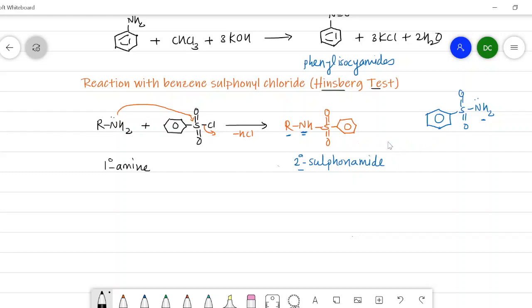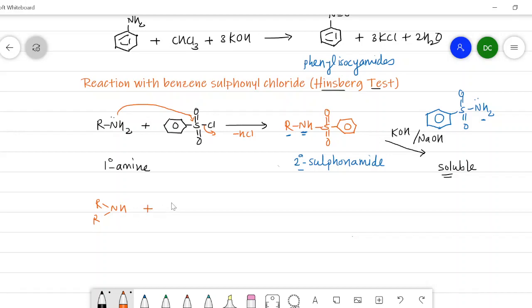Now, when this secondary sulfonamide is treated with KOH or NaOH, that is alkali, this secondary sulfonamide is going to be soluble in KOH or NaOH. So I will write here: secondary sulfonamide is soluble in the alkali solution. Now look at the reaction for a secondary amine, that is, I will write here RNHR. It is a secondary amine.